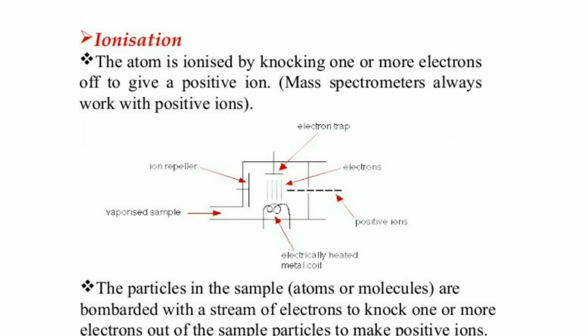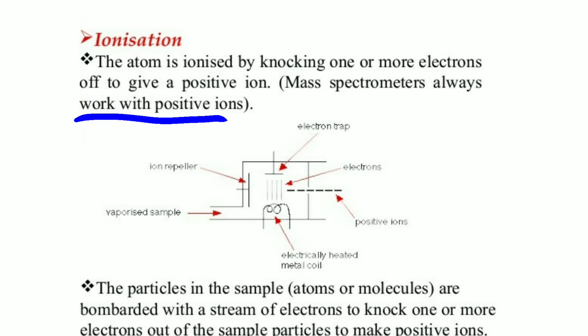First we are going to learn the ionization. Here the atom is ionized. How is it ionized? It is ionized by knocking one or more electrons off to give a positive ion. The mass spectrometer always works with a positive ion. Remember that the mass spectrometer always works with a positive ion.